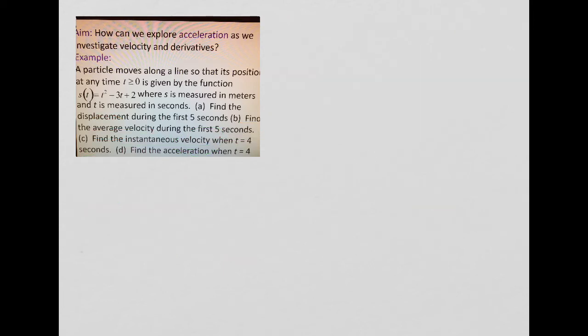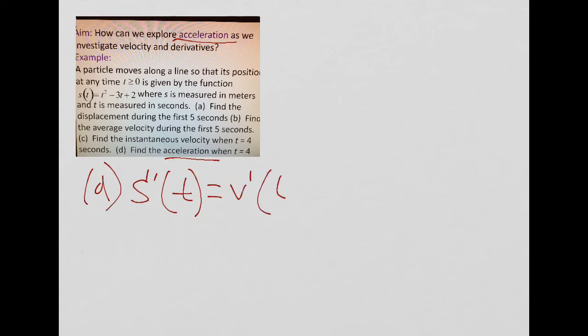So D asks to find the acceleration. So that's where acceleration is going to come in. So acceleration is the derivative of your velocity. So we could write v prime of t, okay? Let me go back a second. It is the second derivative. It's s double prime of t, which is v prime of t.